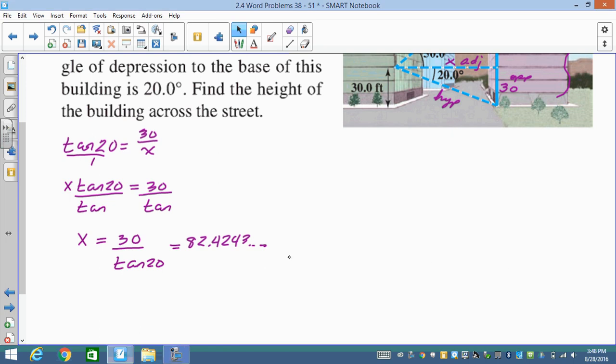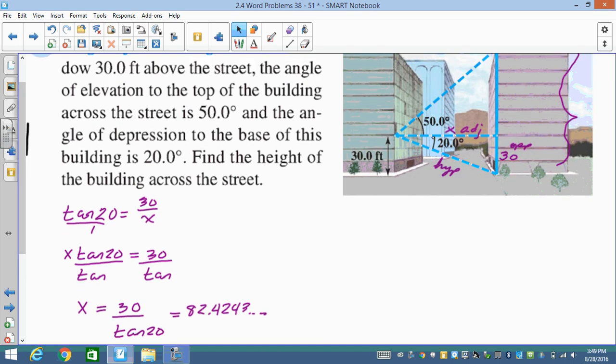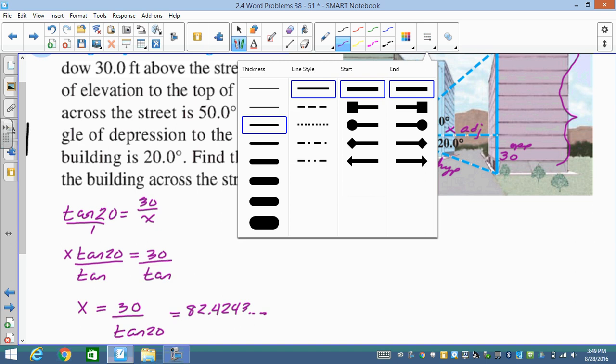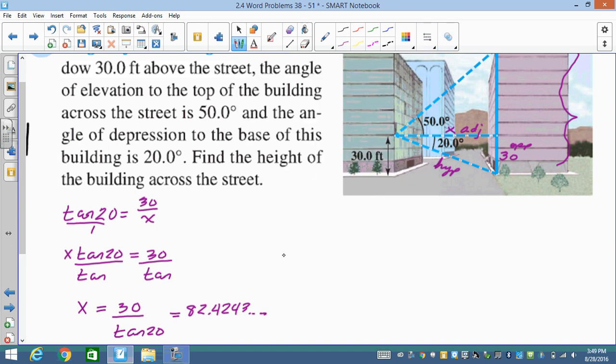Okay, so let's try this one again since it paused on me. So anyways, this particular problem, that 82 is not the answer that we're looking for. It's just going to get us to the answer. But we now know that this guy here is that length across the street. Now we need to get this answer.